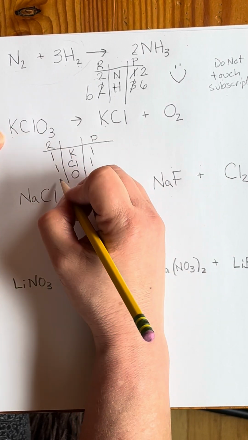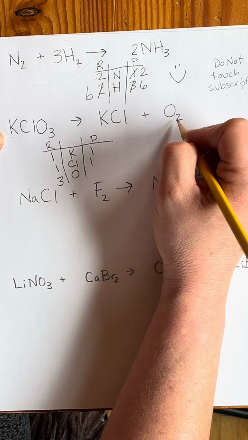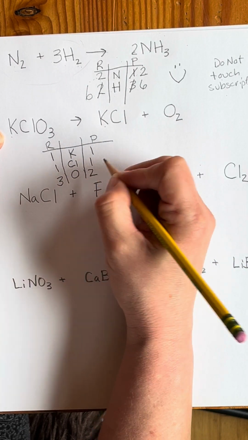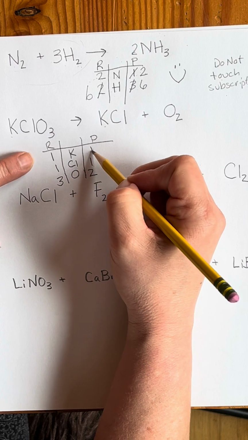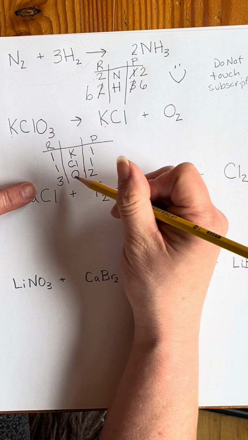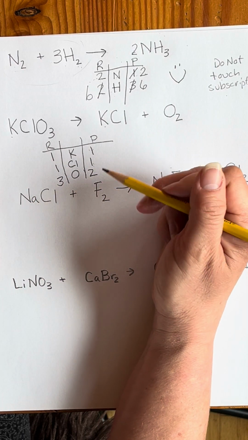Oxygen. We have 3 here. Haha, there's the problem. We have 2 here. So we're going to leave chlorine and potassium alone, and we're going to go to oxygen.